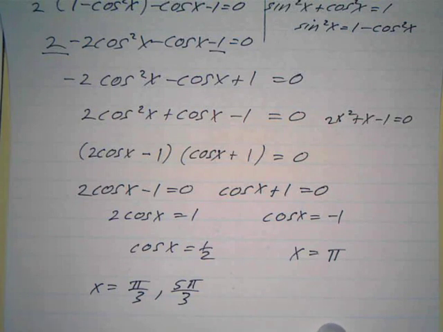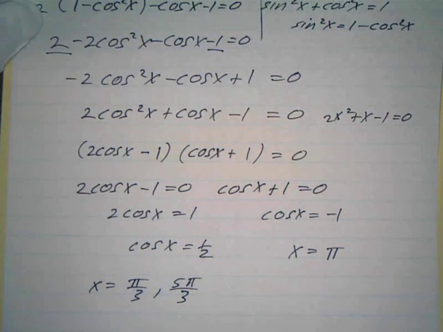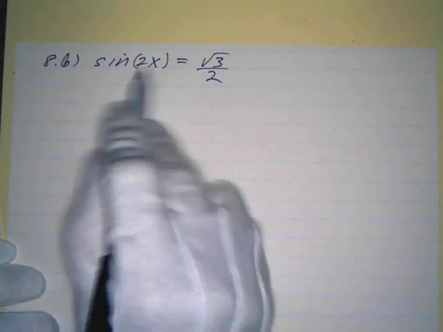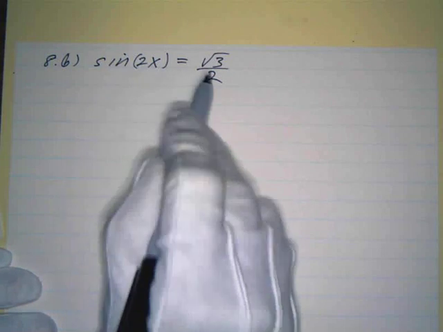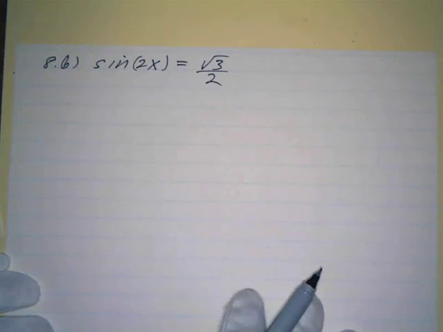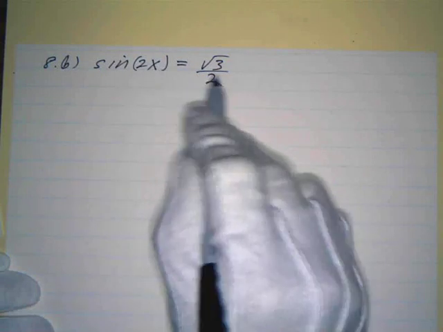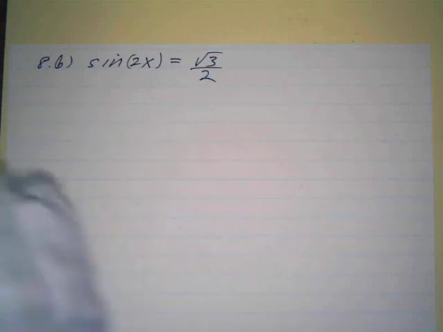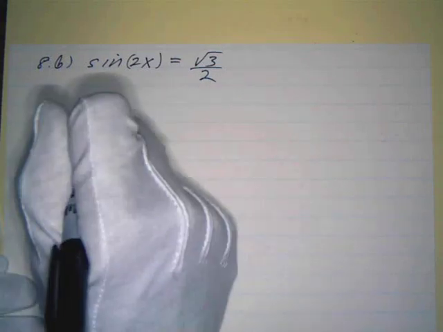Okay. And one more. And these are those pesky ones where we have a double angle, so we're going to have 4 solutions. Okay, and we just say, when is the sine of 2x equal to the square root of 3 over 2? Remember, the sine of 2x equals the square root of 3 over 2. So the sine of what is the square root of 3 over 2? Well, we have two possibilities.